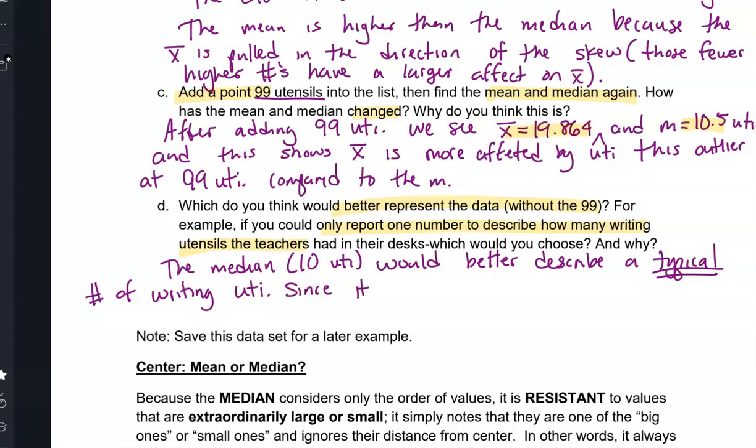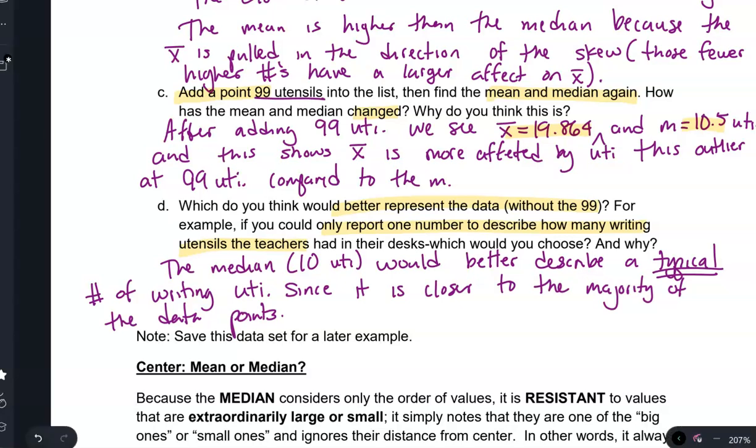Since it is closer to the majority of the data points. Okay, so very nice. So we are going to save this data set for a later example.